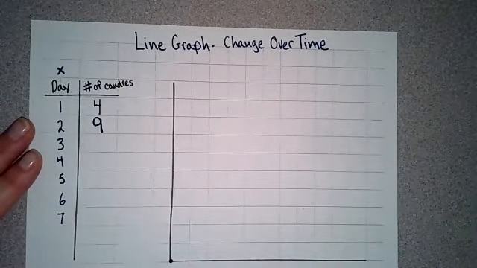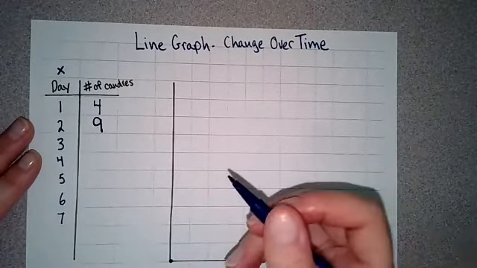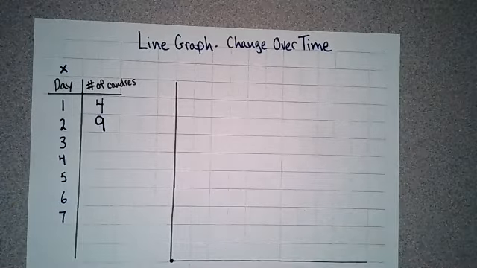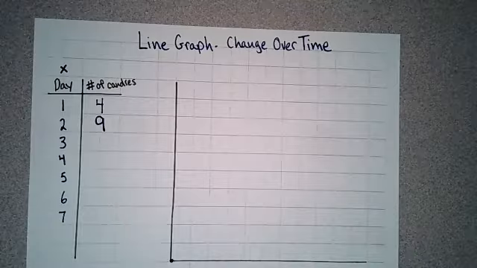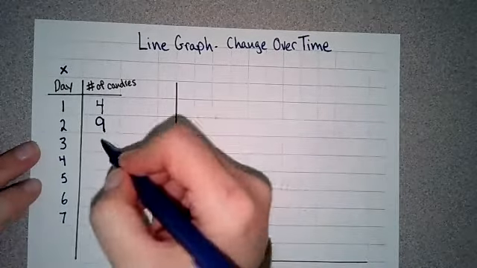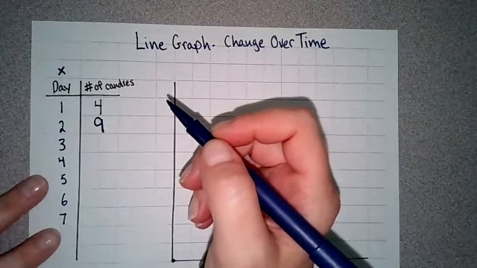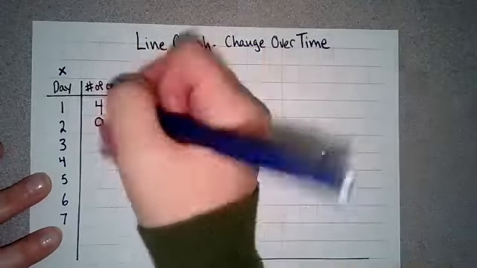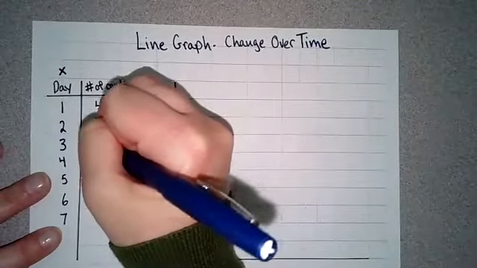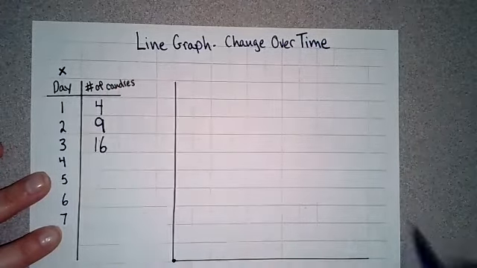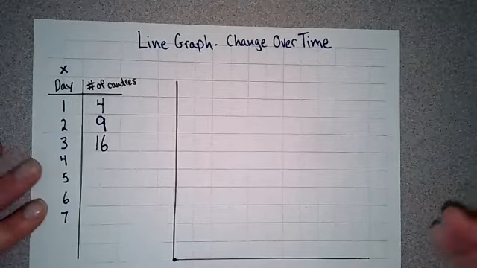On Wednesday, let's say there is a substitute, and you know how sometimes substitutes find the candy bucket and they use it to bribe children. Let's say the substitute gives out 16 pieces of candy the day that she's there.